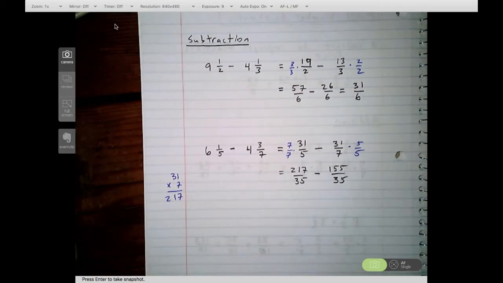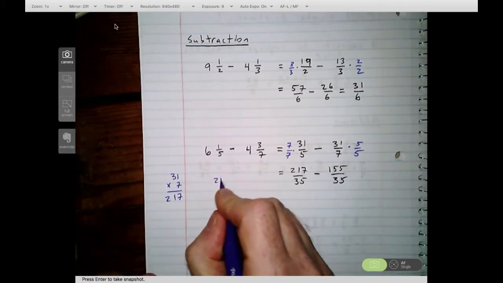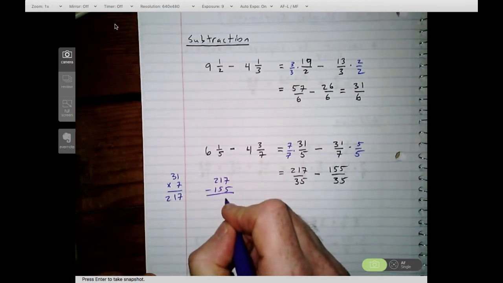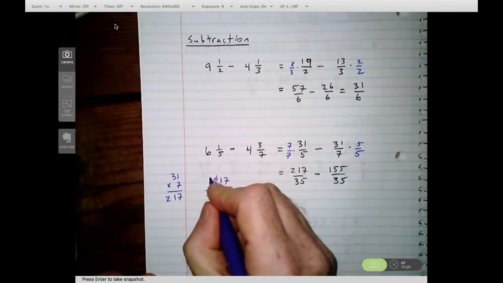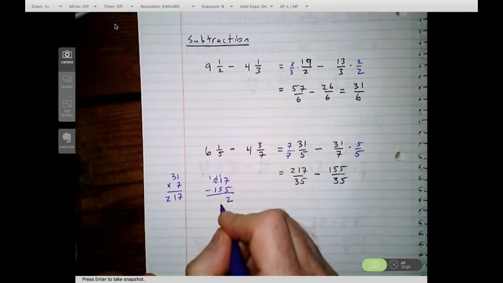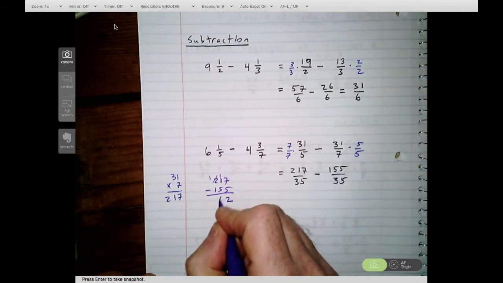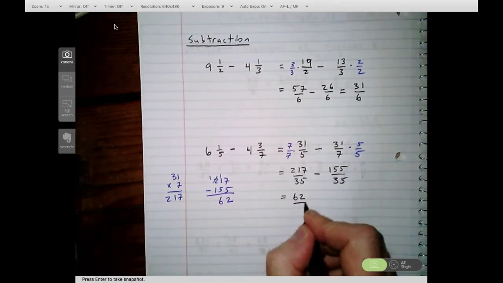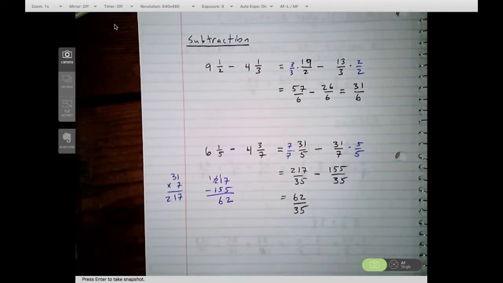Okay, now I've reached the limit of what I can do in my brain. I need to do this subtraction over here. Let's see, so 217 minus 155. 7 minus 5 is 2. Let's see, I need to make that a 1, that an 11. 11 take away 5 is 6. So we get 62. All right, 62 over 35. And there you go.